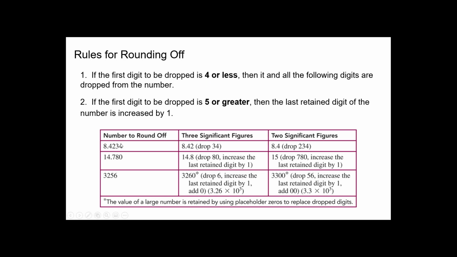Now if we want to go to 2 sig figs, we count 1, 2. Same rule. We're going to keep 4, so we need to look at 2. 2 is obviously less than 4. It's 4 or less is what I should say. Then nothing happens, so we're just dropping the numbers.